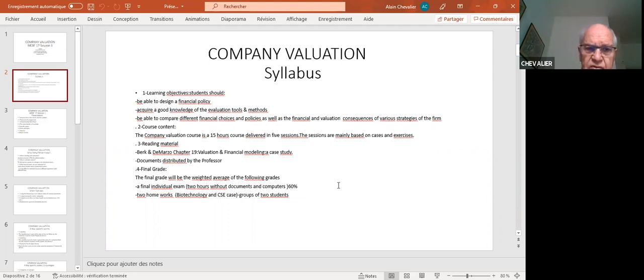As usual, the final grade is made of a weighted average of 2 different elements. The first one is a final individual exam. It's a classical exam, 2 hours without documents and computers, 60% of the final grade, and homeworks on the biotechnology and CSE case per group of probably 2 students.